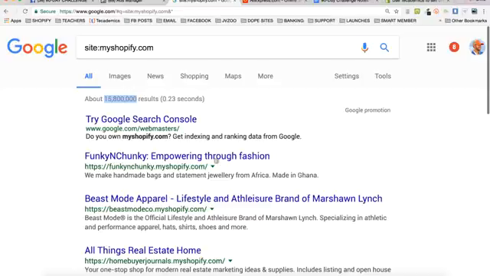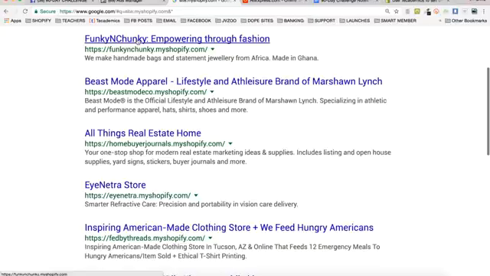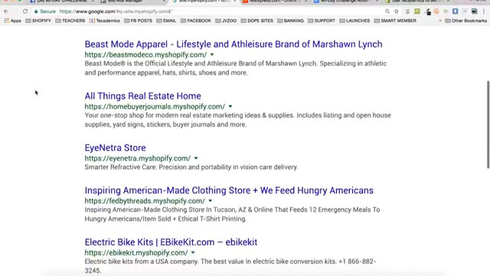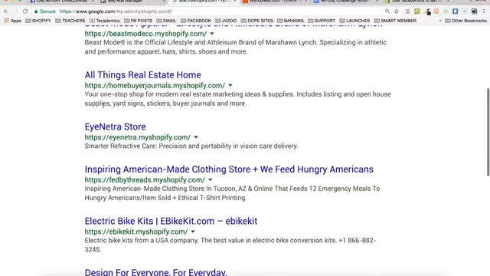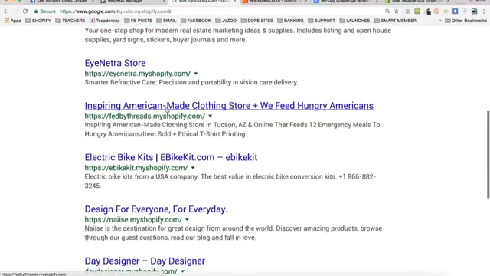Now, of course, some of these are going to be promotion ads and stuff like that. But look at all of these right off the bat. Funky and Chunky, empowering through fashion. We make handmade bags and statement jewelry from Africa, made in Ghana. Okay, next one. Beast Mode Apparel, lifestyle and athleisure, kind of like athletic but athleisure brand of Marshawn Lynch. All Things Real Estate Home. This is real estate related stuff. Marketing ideas, supplies, yard signs, stickers, buyer journals. iNetra, smarter refractive care. Okay, an inspiring American-made clothing store. We Feed Hungry Americans. Okay, you see this?